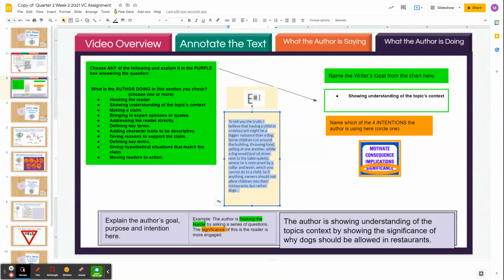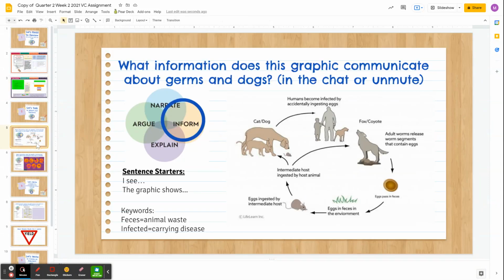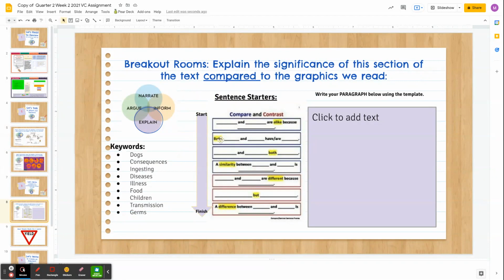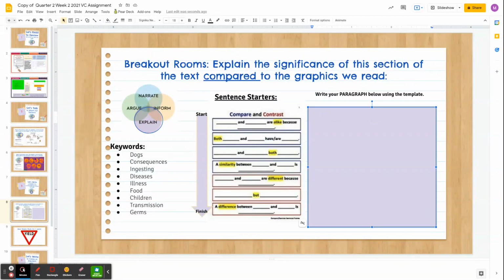Now that we know what the author's saying, what the author's doing, we're going to explain how it connects to this graphic and this graphic by comparing the two. So for this part of the assignment, you compare and contrast using these sentence starters to create a paragraph. So in this case, I use my knowledge from what the author's saying and what the author's doing, the text that we already read, and I write 7 sentences that are a compare and contrast. So let me model that.